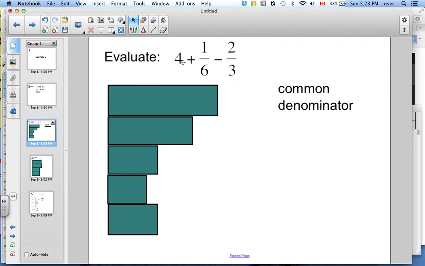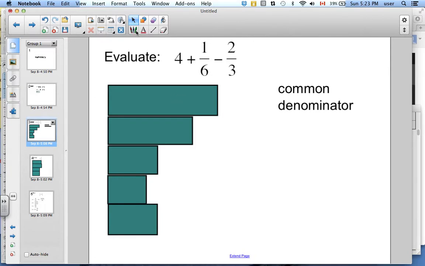So we're going to say essentially the 4 is 4 over 1. And then we have 1 over 6 minus 2/3. So we're going to say 1, 6, and 3 all have to have the same multiples. So 1 we can change to 6. We can multiply 1 by 6 to get 6. And we can multiply 3 by 2 to get 6. So our common denominator here is going to be 6.